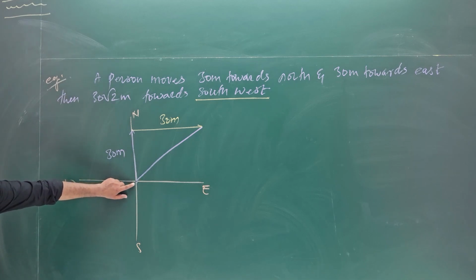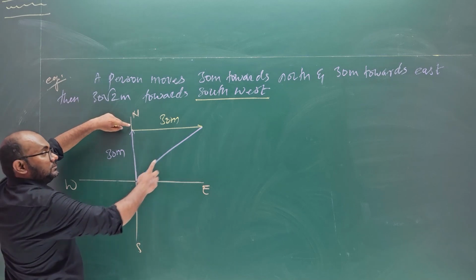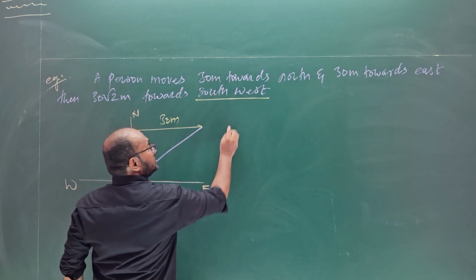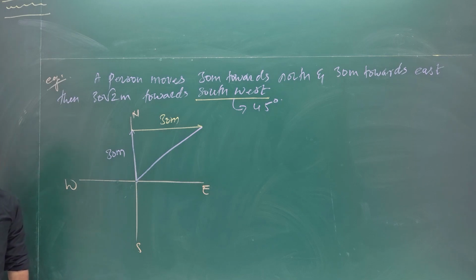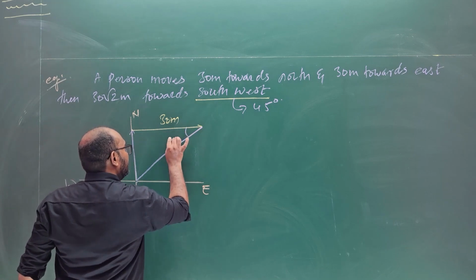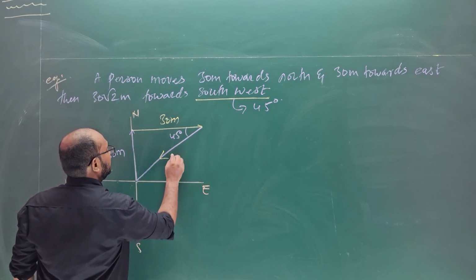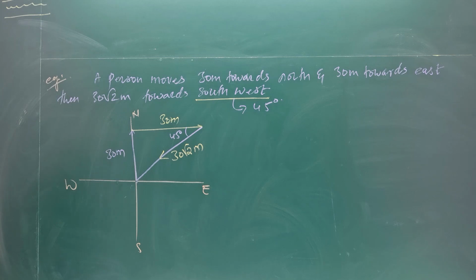Can I join this? Okay. This one is 30. This one is also 30. In the question it has been given southwest. Southwest means 45 degree. Southwest, northeast, anything like these words, that means the angle is given 45 degree. So if this is 45 degree and the object is moving in this direction by 30 √2 meter, then can I resolve like this?